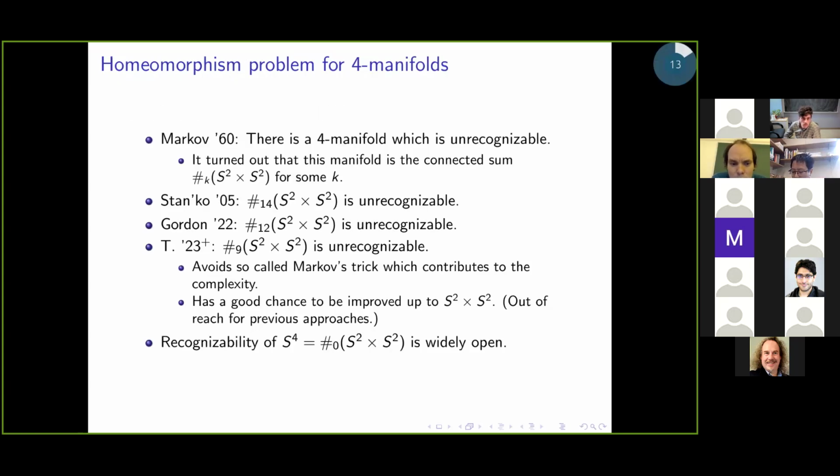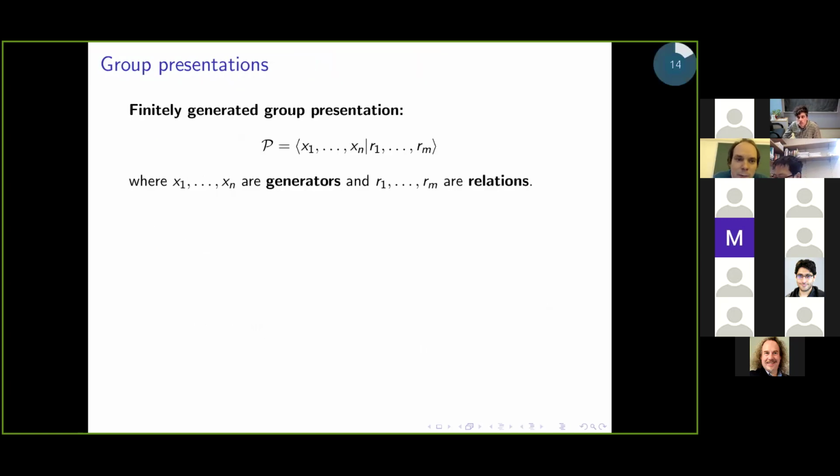In order to say at least something about the proof, I need to start with talking about group presentations. I assume that for this audience it's something very well known, but let me go quickly through it so that we are on the same page. So I have some finite group presentation.